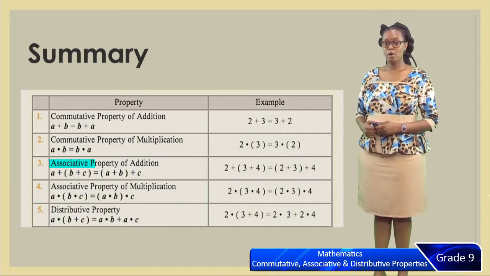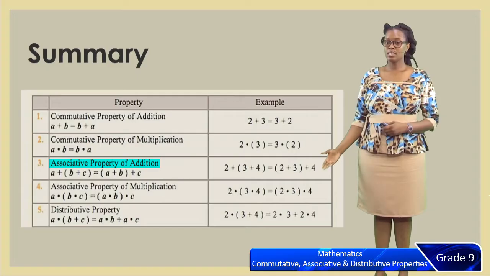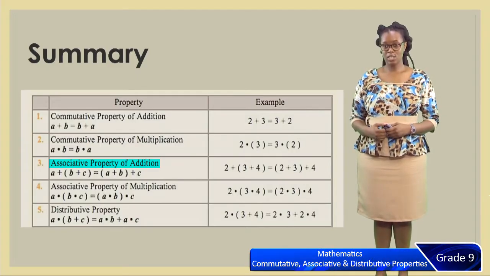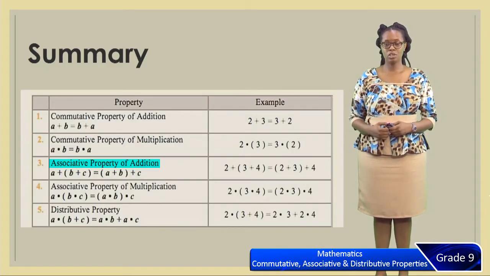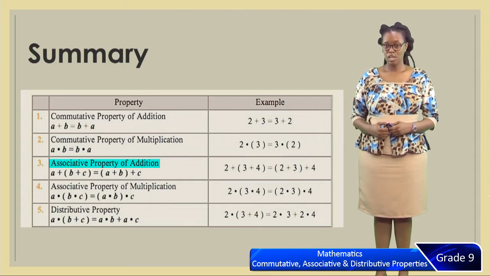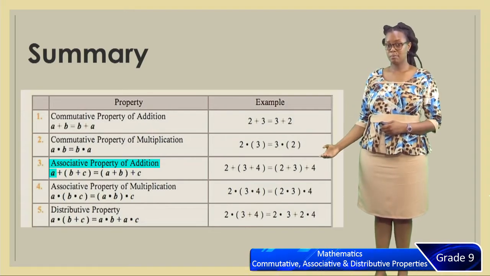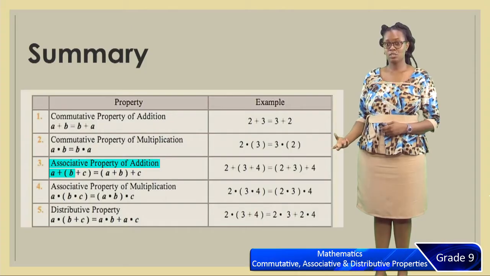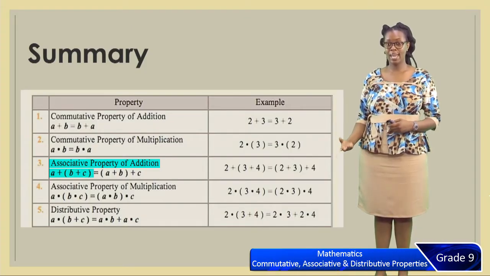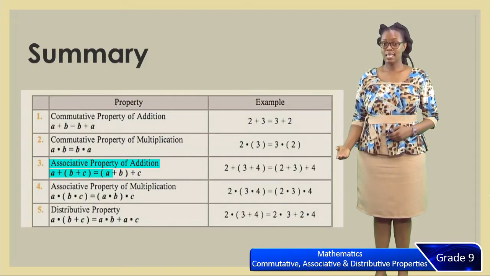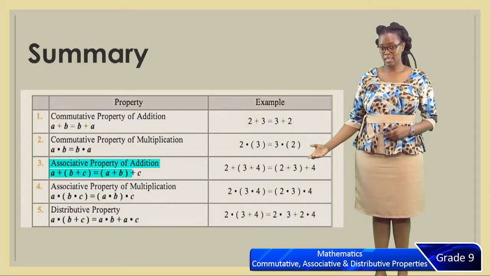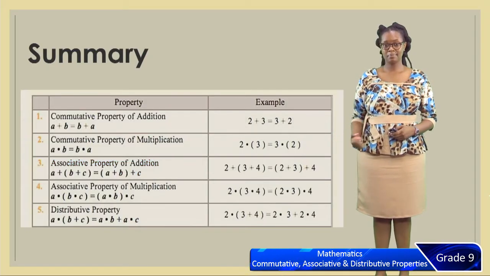The associative property of addition. The associative property of addition states that the order in which we group two or more terms would not change the answer. So if we have A plus B plus C, and we decide to group the B and the C first before adding it to the A, that would be the same as if we group the A and the B and then add the C.